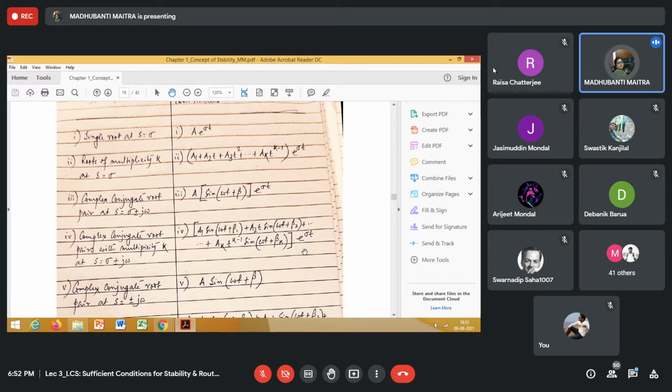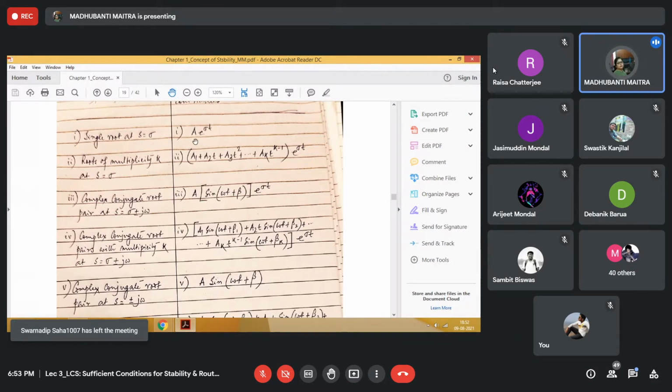Single root at s equal to sigma, roots of multiplicity k at s equal to sigma, a complex conjugate root pair at s equal to sigma plus minus j omega, and a complex conjugate root pair with multiplicity k at s equal to sigma plus minus j omega. Here we are assuming that sigma, the real part, is not 0.